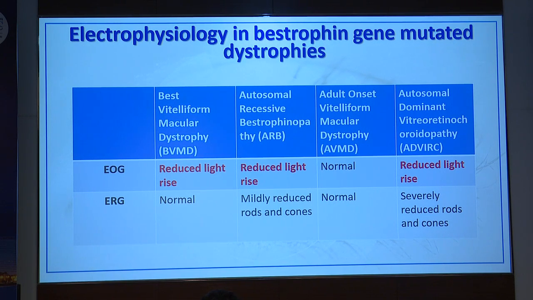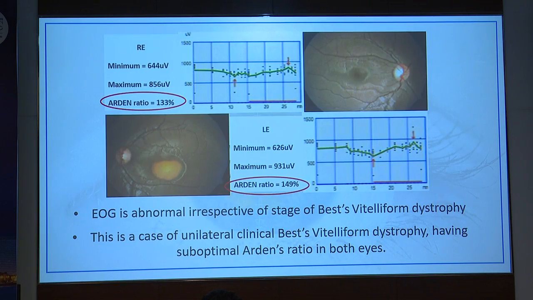Best disease, autosomal recessive bestrophinopathy, adult onset vitelliform macular dystrophy, and autosomal dominant vitreoretinochoroidopathy. So EOG is grossly reduced in all except adult AVMD. EOG is abnormal irrespective of any stage of Best vitelliform dystrophy. You can see in one eye it is not clinical Best, and in the other eye it is a clinical Best dystrophy. But EOG is more reduced in the eye which has no clinical Best disease.